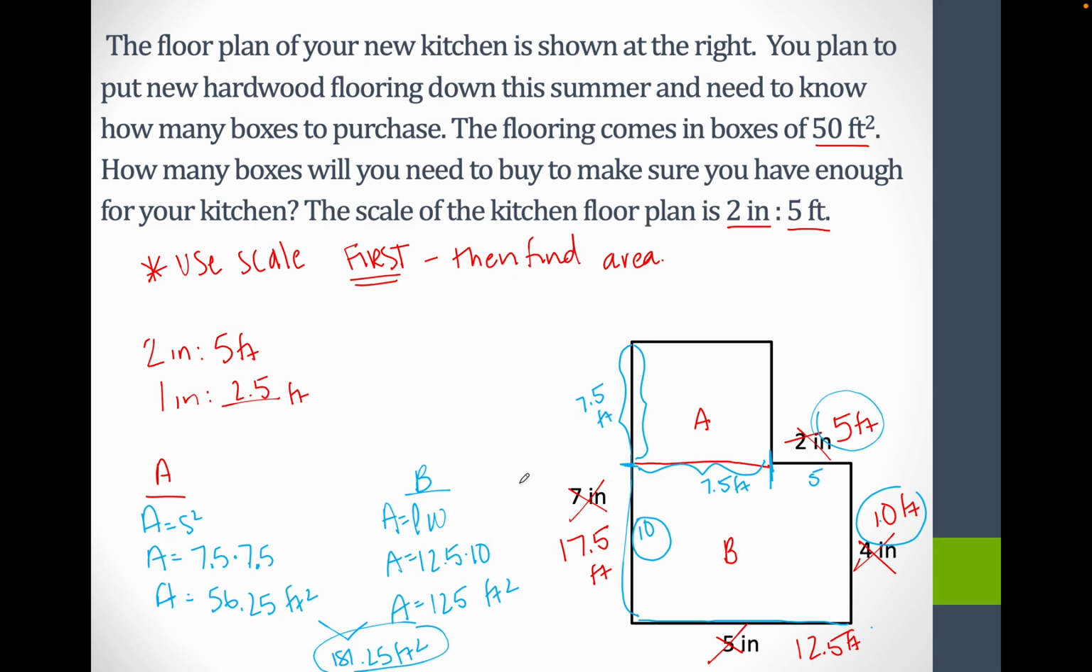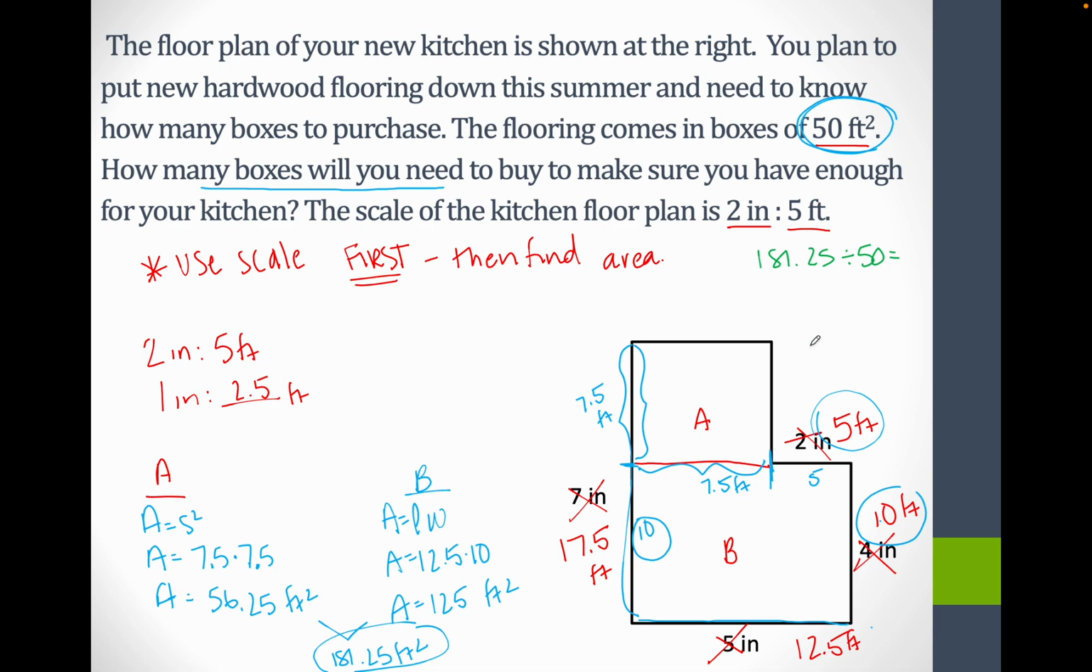Now, most of the time we would think, okay, we're done. But we need to go back and reread the question, because the question actually said how many boxes will you need to buy if they come in boxes of 50 square feet. So for our final step, and I'll switch colors one more time just so you can follow where I am on the screen, there's kind of a lot going on here, but our final step is that I need to take my answer of 181.25 and divide it by 50 square feet to see how many boxes I need to buy.